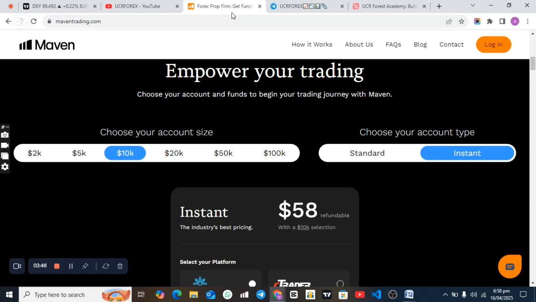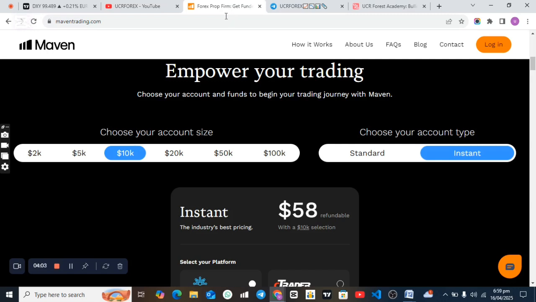You don't need to pass any challenge phase. You don't need to prove to anybody that you know how to trade. You don't need to prove to Maven that you know how to. You have the best strategy in the world. That is exactly what instant funding is here to do for you. All you have to do is give them a small amount of money.